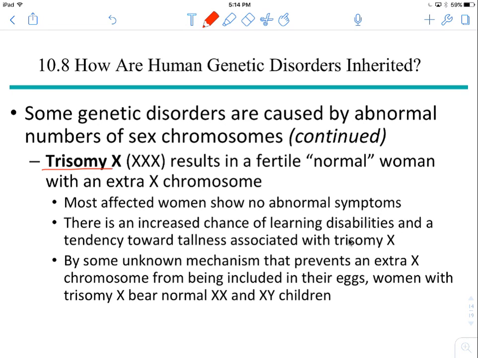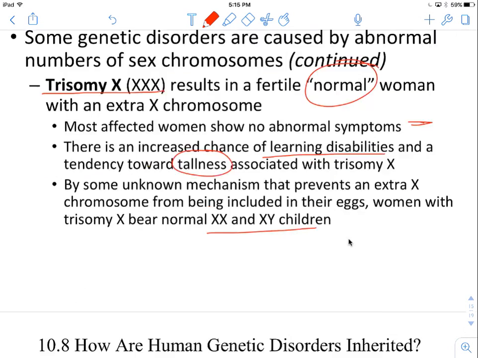Next genetic disorder, trisomy X. Normal women, okay? Most affected women don't have any symptoms. There can be some increased chance of learning disabilities, and sometimes I think they're a little taller. But usually something happens in the eggs to make sure everything is good. And most of those women bear normal children.